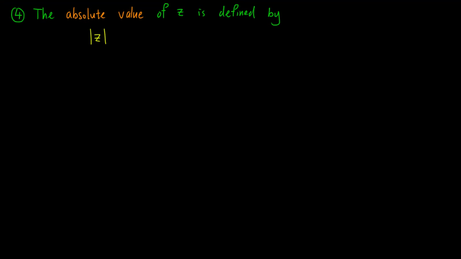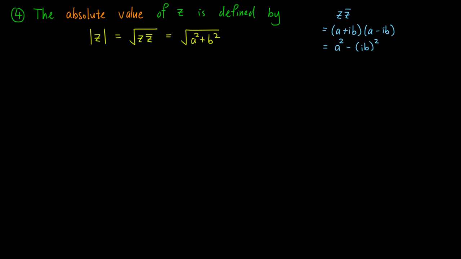We also define the absolute value of z as the square root of z z̄, which equals the square root of a² + b². Indeed, z z̄ is equal to (a + ib)(a - ib), which equals a² - (ib)², which equals a² - i²b², and this is just a² - (-1)b², since i² is -1. So indeed it is equal to a² + b².